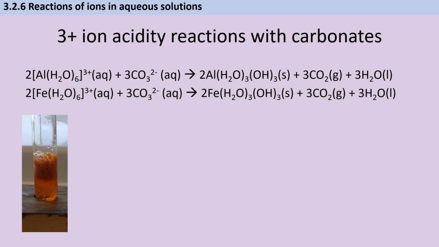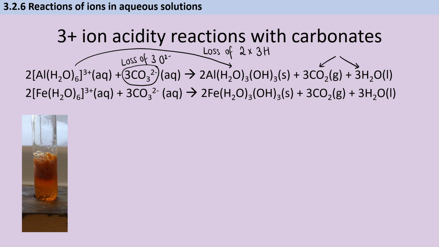So if we've got some aluminium hexa-aqua ions, to start with they have these 6 water molecules, and 3 of those water ligands are going to dissociate to make hydroxide ions and hydrogen ions that can then go on and join up with some of the oxygen from the carbonate ions to produce some carbon dioxide and also some water. So what we observe is a little bit of effervescence and then also the precipitate. For aluminium this is going to be a white precipitate, and for iron 3+, it's a sort of orangey rusty brown precipitate.